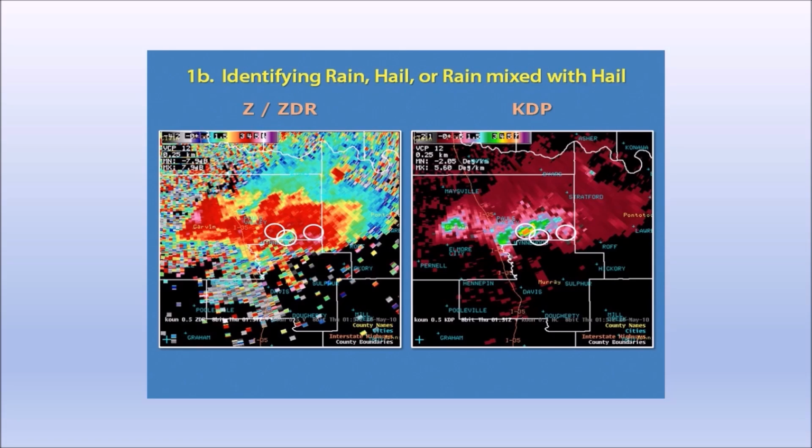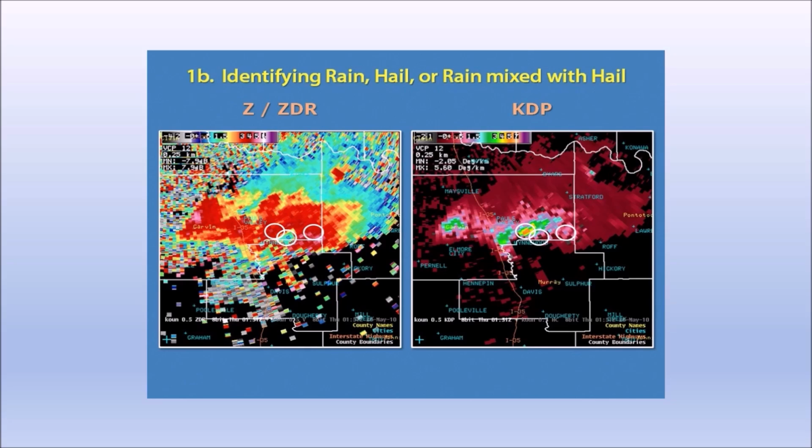Another advantage of KDP is the identification of liquid water whether hail is present or not. Let's use this example. Here is a mature supercell that has developed in southern Oklahoma and has just passed east of I-35. Reflectivity shows a nice forward flank region with an area of greater than 60 dBZ near the inflow region. It also has a well-defined hook echo. Let's focus on three areas.